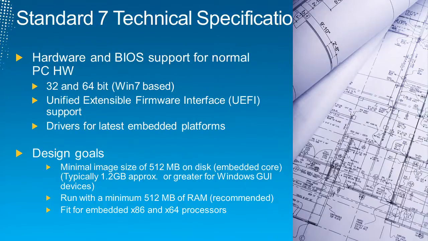All right, and yeah, we have about 512 megabyte of RAM. If there's more, it doesn't hurt, of course. Windows Embedded Standard 7 is fit for x86 and x64 processors, which does not mean that you are able to generate one image and then deploy it on 32-bit systems and 64-bit systems. You always need to create one image for 32-bit and one image for 64-bit.